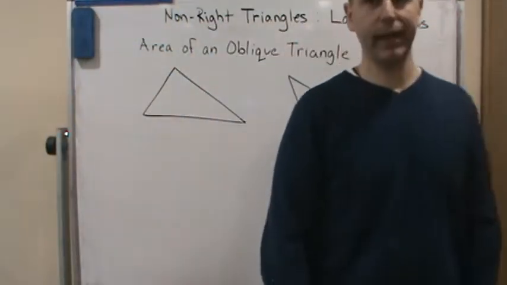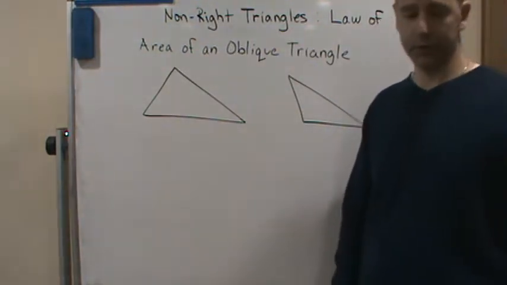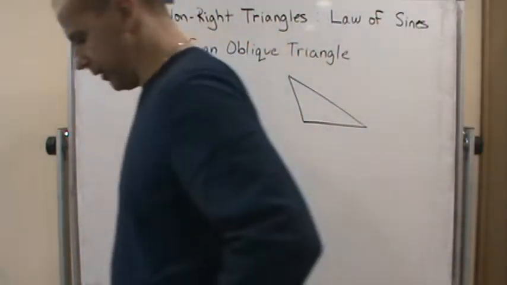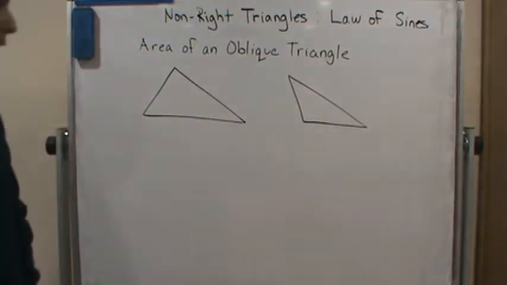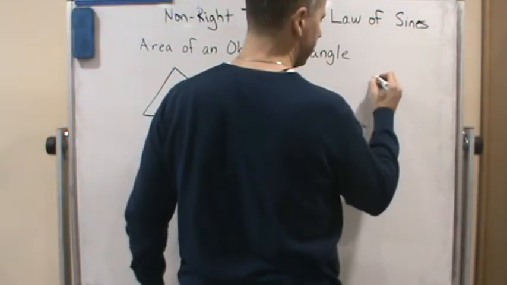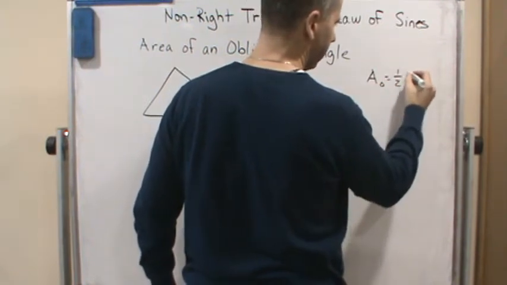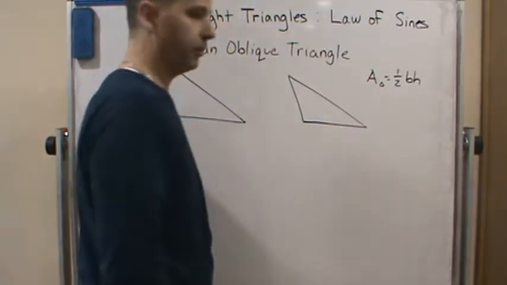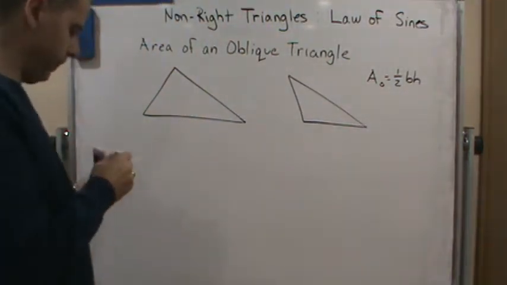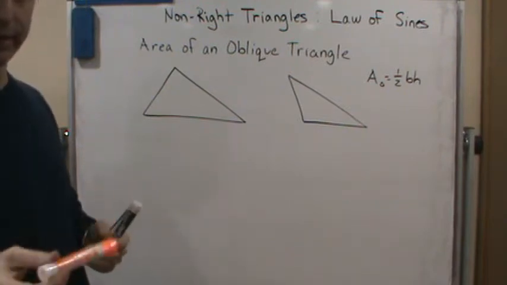Okay, so welcome back, and now we're going to talk about areas of oblique triangles. So how do you calculate the area? Well, in general, we know that the formula for the area of a triangle is what? 1/2 base times height, right? Well, the height of an oblique triangle is determined by the altitude, right?